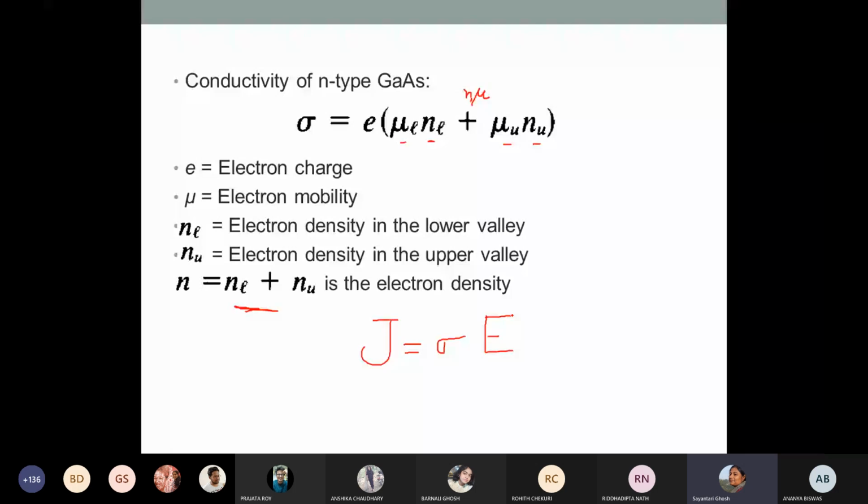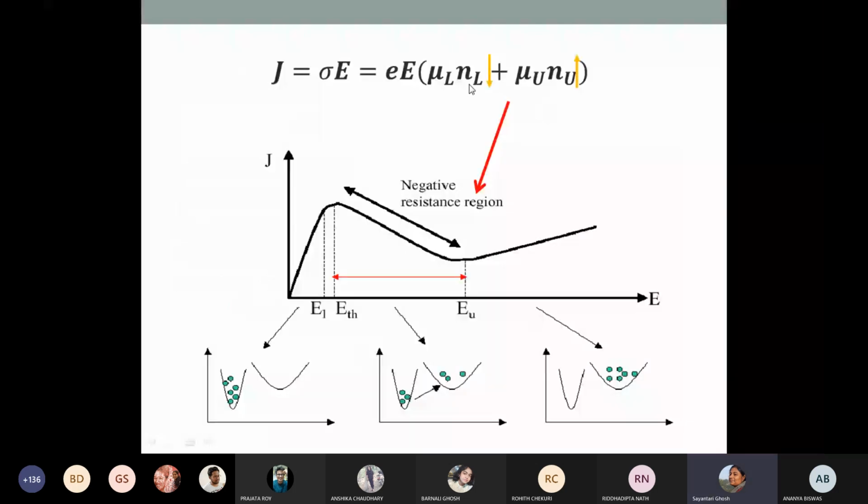So J is equal to sigma E, but sigma is now given by the expression that I have just written there. E comes out, and then mu L N L plus mu U N U, depending on how many electrons are in the lower valley and how many electrons are in the upper valley. Okay, and now you can guess what will happen. To begin with, there was no one in the upper valley, right? The upper valley was completely empty.